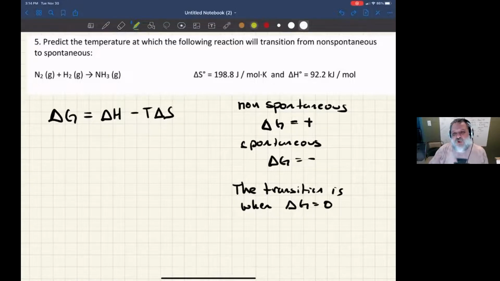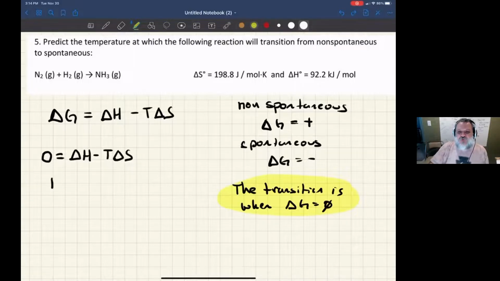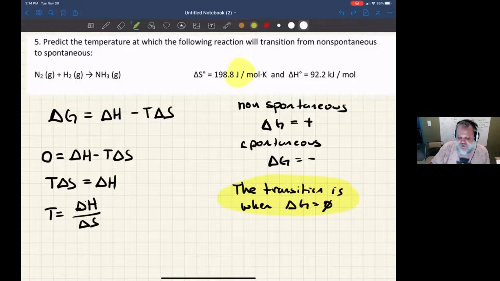Now, we're going to learn more about that later. That's when the reaction is technically at equilibrium, but we haven't got there yet. And so we need to move on just past that and think that what we need to do at this point is take our free energy equation and say, okay, when delta G is 0, then I can figure out the temperature where this transition happens. And so the rest is just solving it algebraically. So adding T delta S to both sides and then dividing both sides by delta S, I get the equation to figure out what temperature this happens at.